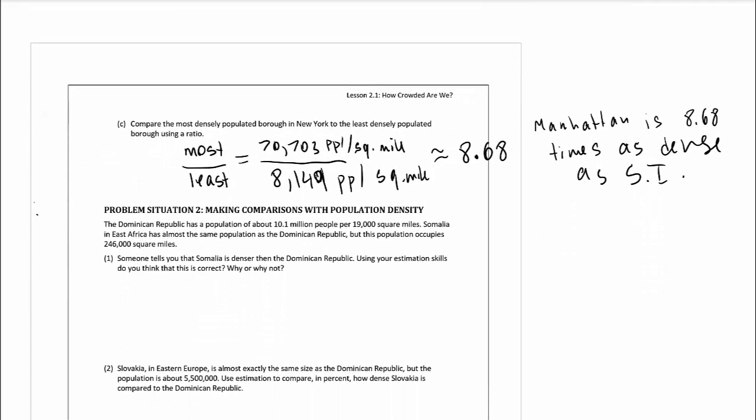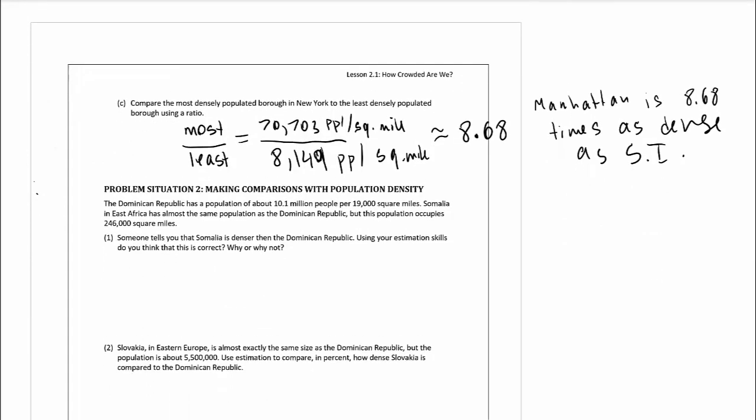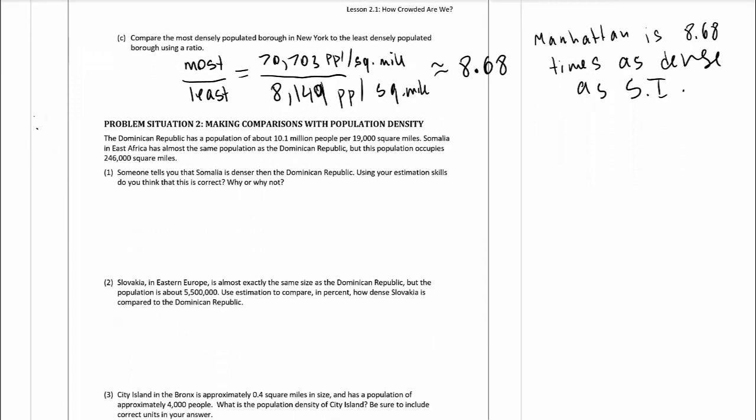Alrighty? Okay, let's look at the other application of this. So that's a second problem situation. All right, so let's check it out. We're making a comparison with the population density. So we have the Dominican Republic. It has a population of about 10.1 million people, and its space is 19,000 square miles.